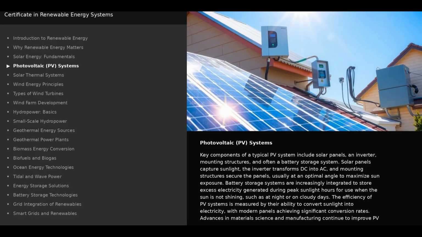Battery storage systems are increasingly integrated to store excess electricity generated during peak sunlight hours for use when the sun is not shining, such as at night or on cloudy days.